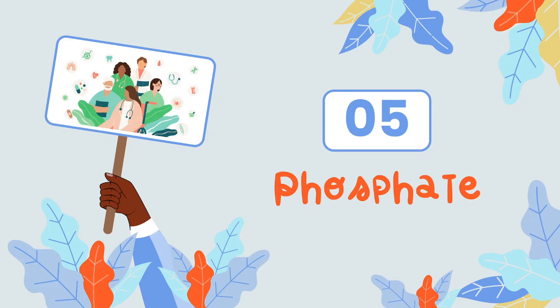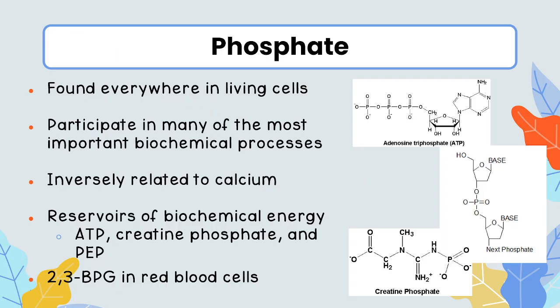So now let us proceed with your phosphate. Now, phosphate, kids, is found everywhere in our living cells, and that phosphate participates in most of our important biochemical processes. Phosphate is inversely related to your calcium, and that phosphate can also be used as a reservoir of biochemical energy. Remember your ATP, your adenosine triphosphate.